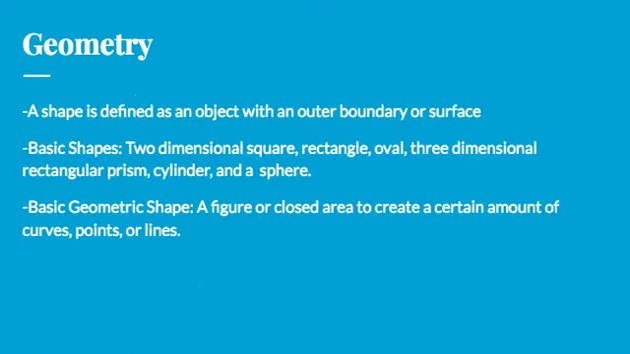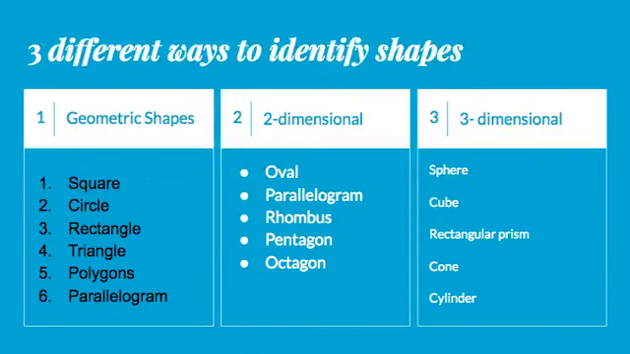For geometry, a shape is defined as an object with an outer boundary or surface. The basic shapes include two-dimensional squares, rectangles, ovals, and three-dimensional rectangular prisms, cylinders, and a sphere. The basic geometric shape is a figure or a closed area made up of a certain amount of curves, points, or lines. Now, three ways to identify shapes is by the basics, having a square, circle, rectangle, triangle, polygons, or parallelogram, which I'm going to be going over.